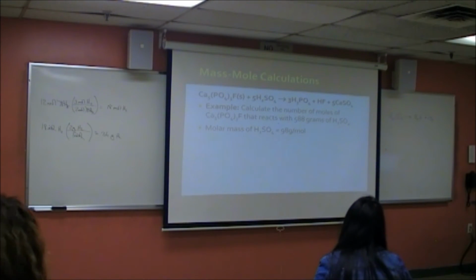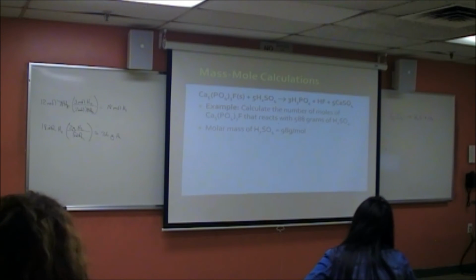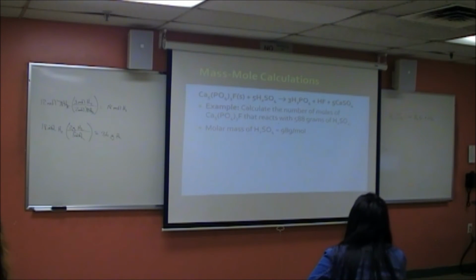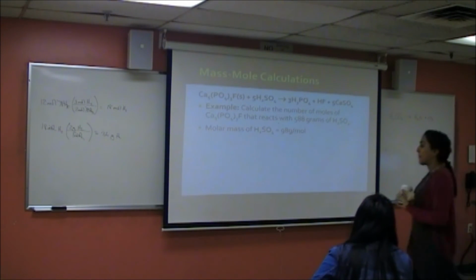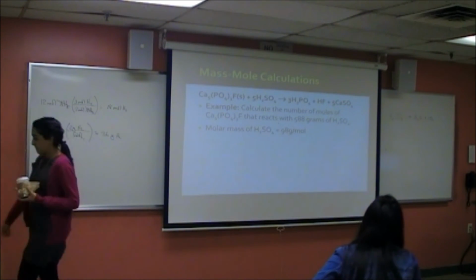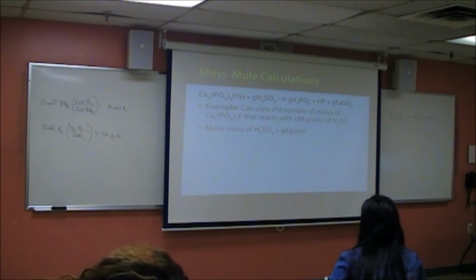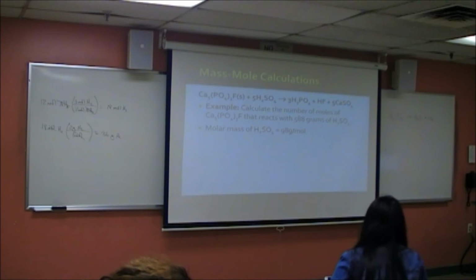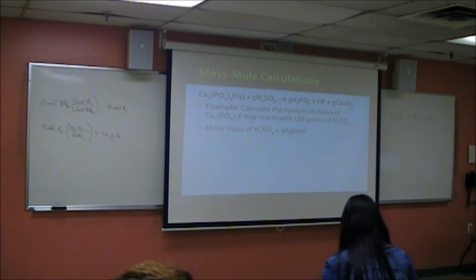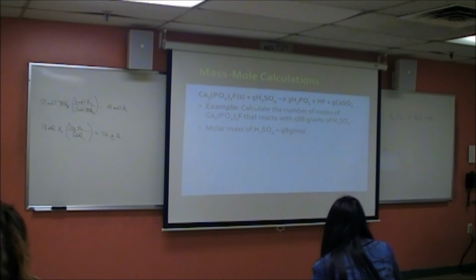What do we have? What do we do? How do we get it done? We convert everything to grams. Convert to grams first. So you have 500 grams, and you convert to moles. What is that, calcium phosphate fluoride? Yes. Calcium phosphate fluoride?